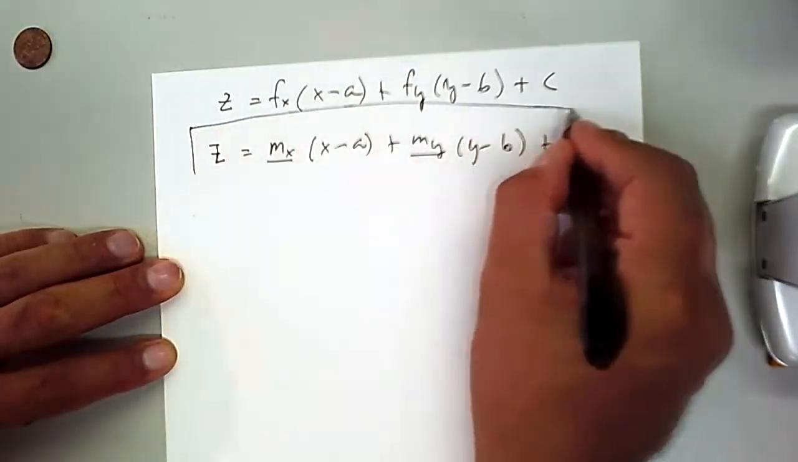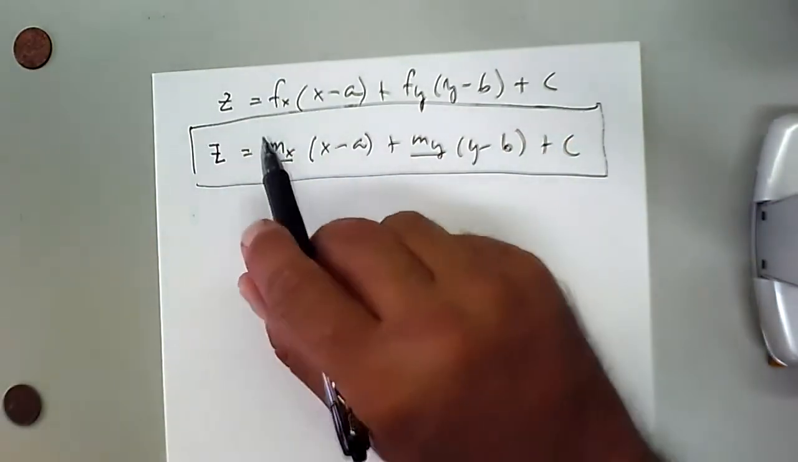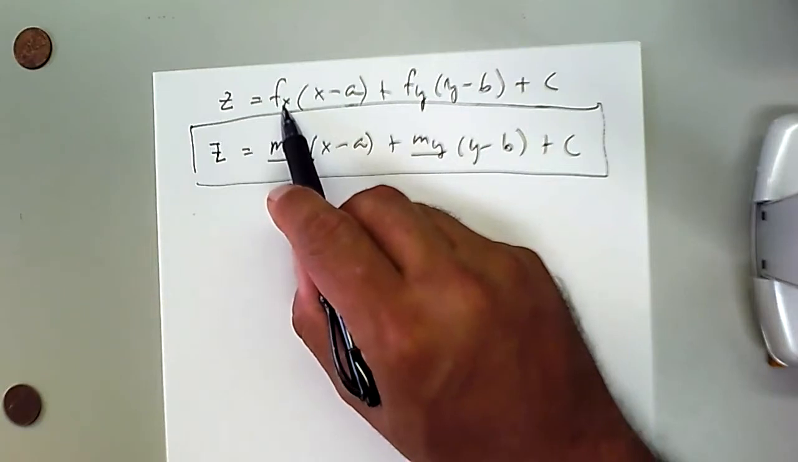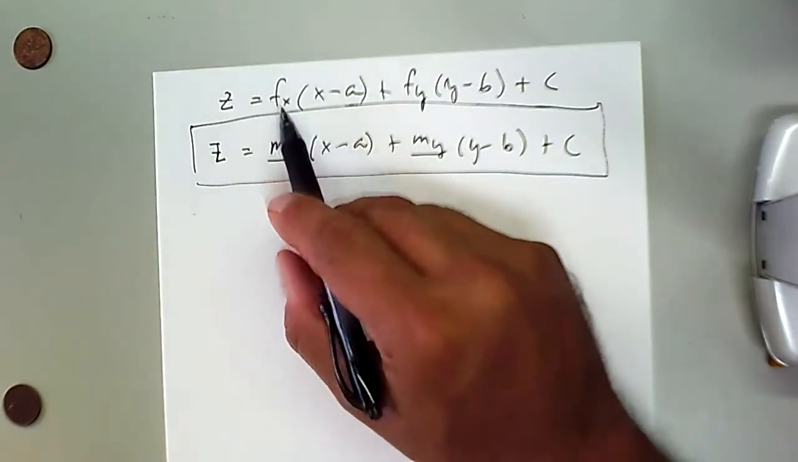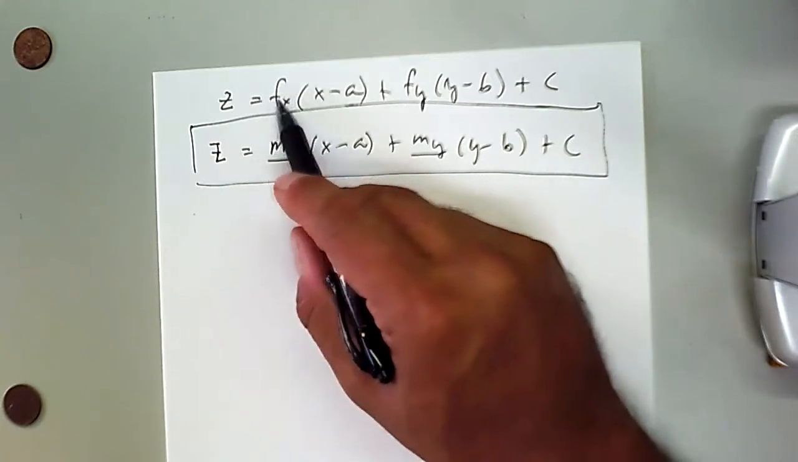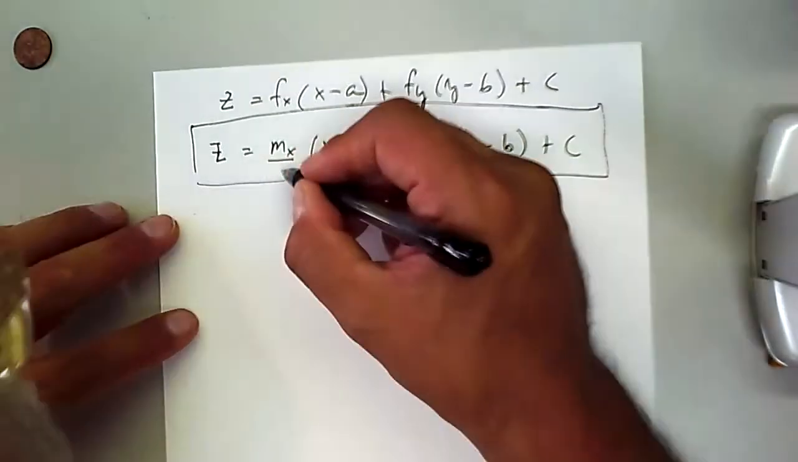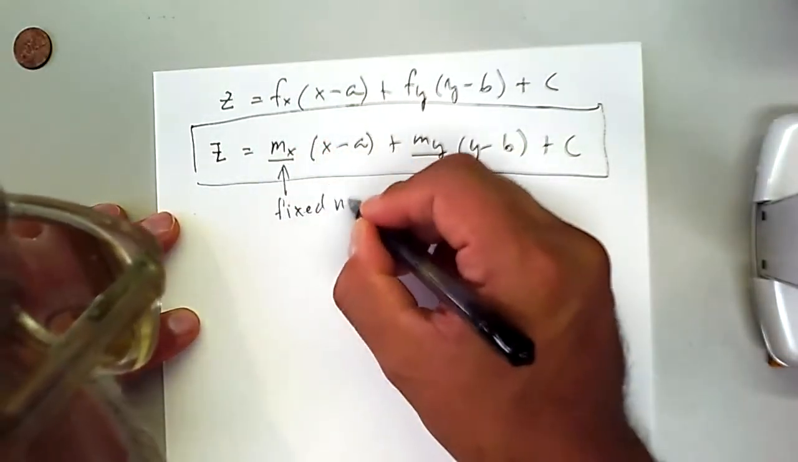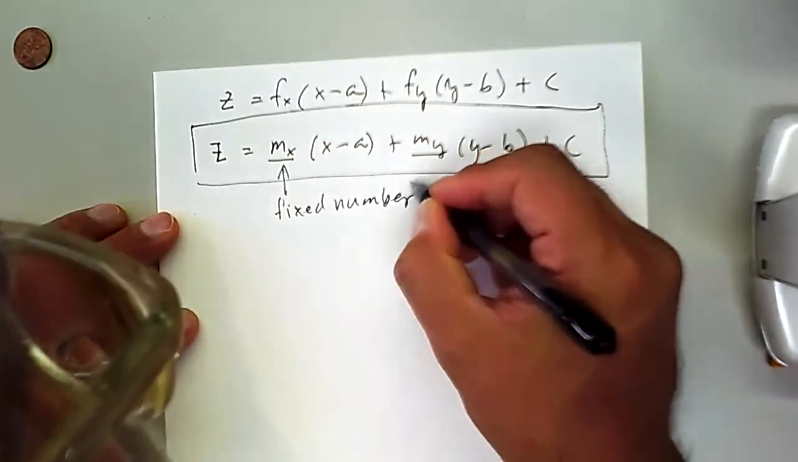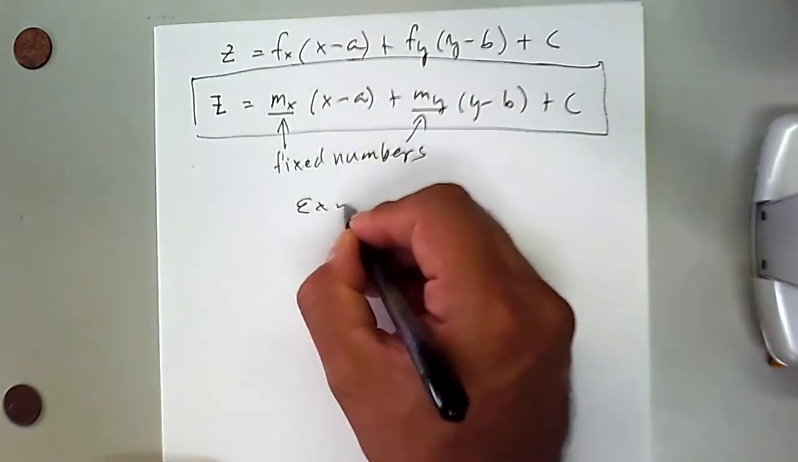The reason why I like this equation a little better is because I have found over the years that students do not plug in the numbers a and b to figure out the partial derivative. They simply leave it as variables, which does not give you a plane at all whatsoever. So remember, these are fixed numbers. Let's start with an example.